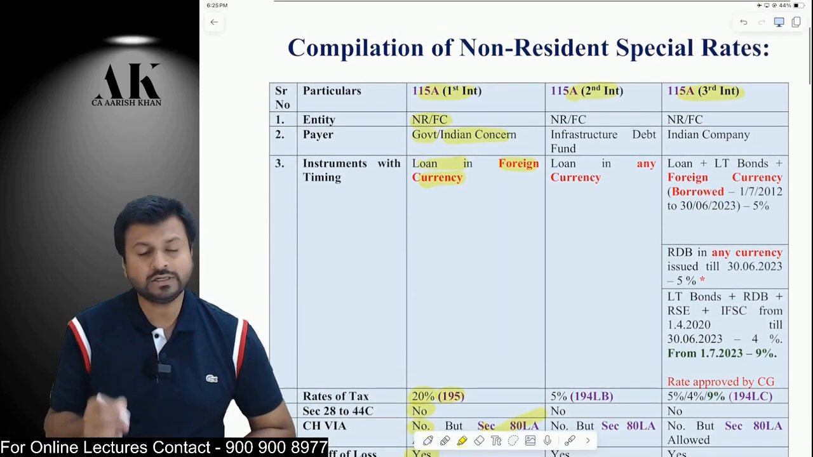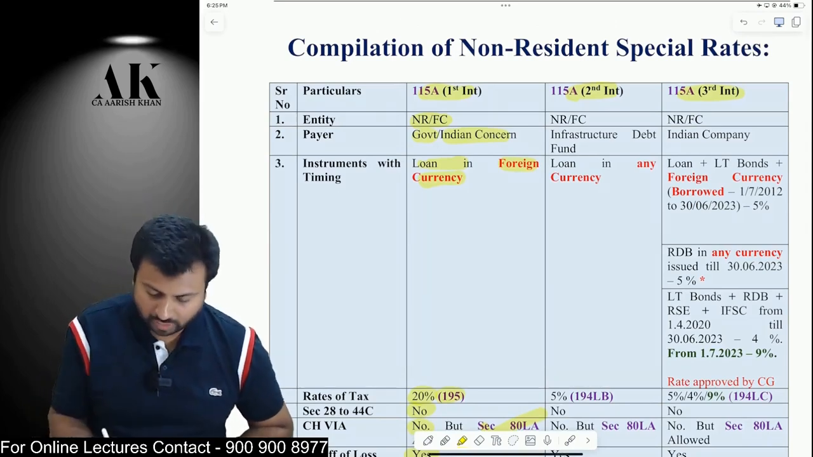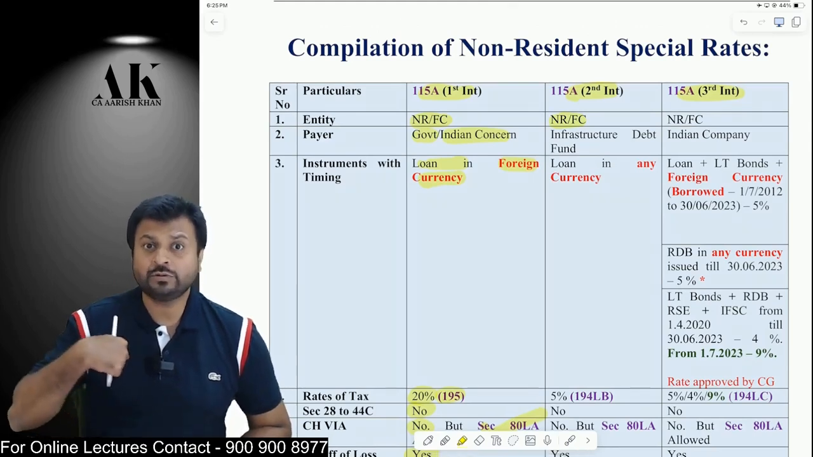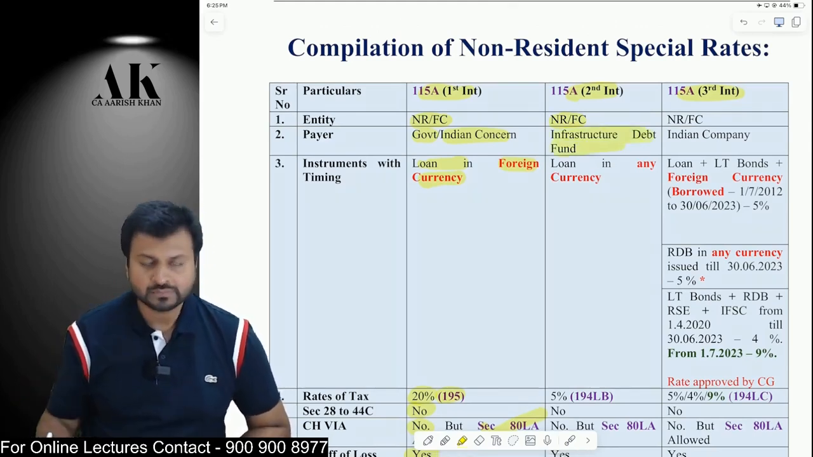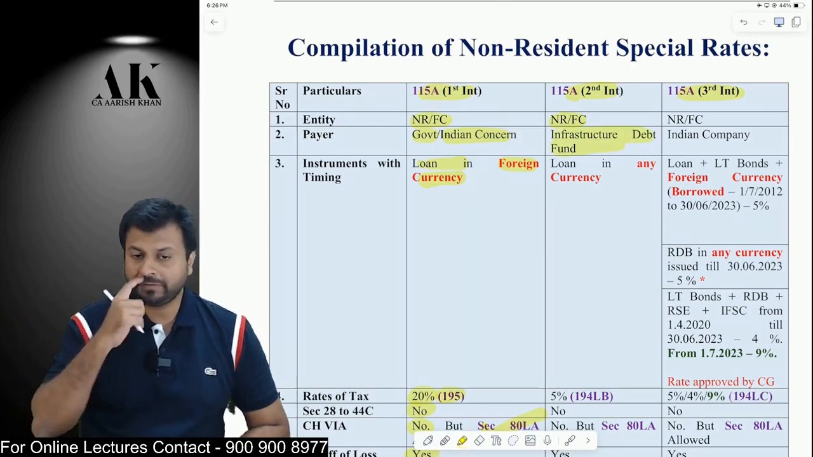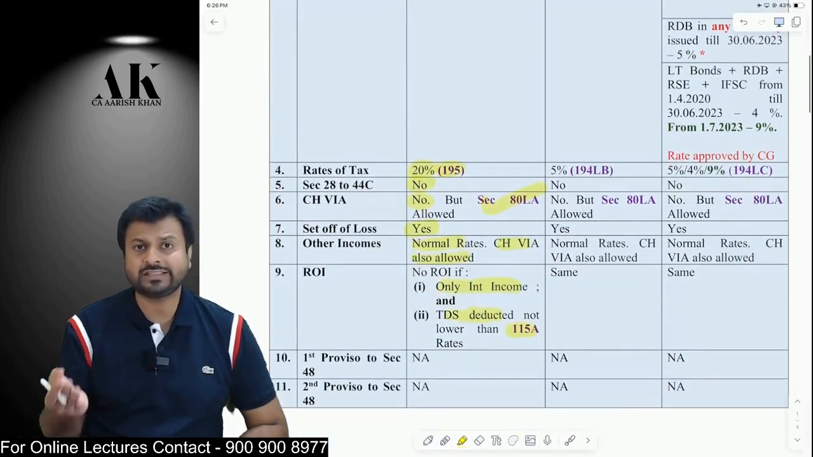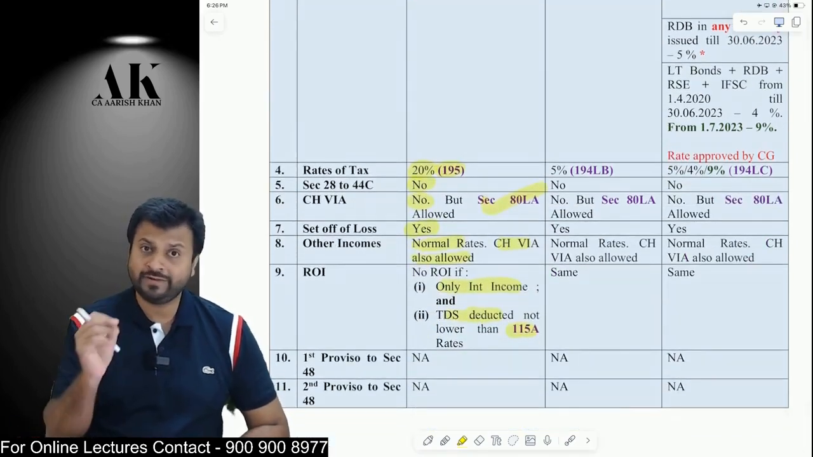The second section is, in the second section also the assessee is non-resident and foreign company only, same. But here the person who is in India is an infrastructure debt fund. So the non-resident foreign company is giving a loan to the infrastructure debt fund in any currency now, not in foreign currency. In the first section it is foreign currency, in the second section it is any currency. You have to be very careful with that.